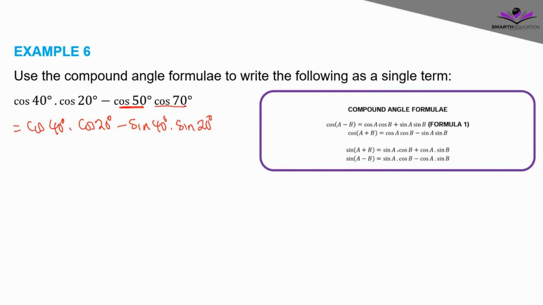Once we have this, we can use one of our compound angle formulae. Which one? This one. So it becomes cos(40° + 20°), which is equal to cos 60°. Then cos 60° is what? 1 over 2.